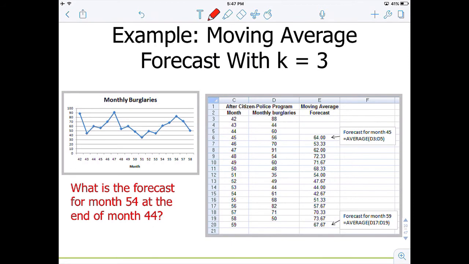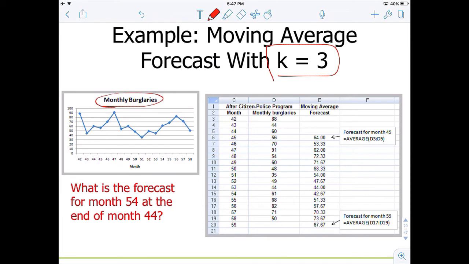Let's assume that our moving average forecast has k equal to 3. It tells you to just check only the most current 3 data points. Do not look at the 4th most current data point or 5th or beyond that. Only focus on the 3 most current data points, take the average, and use it as your forecast.